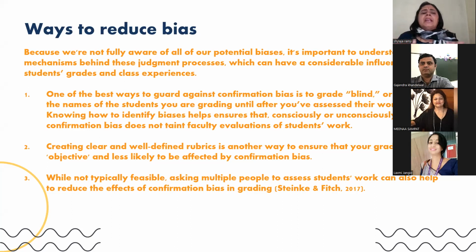A task specific rubric is extremely important to ensure that you are unbiased. And then if it's possible, if you have two teachers who are teaching the same class, then you can exchange and assess each other's papers. That also will ensure there is no bias.